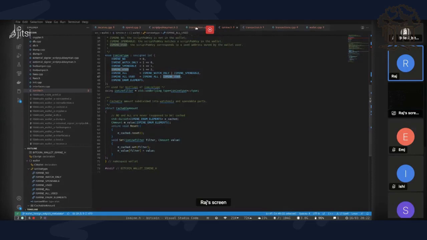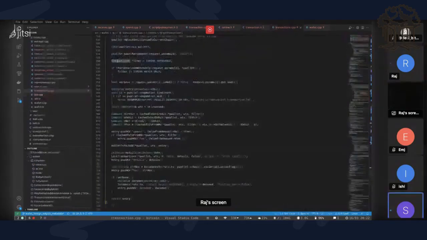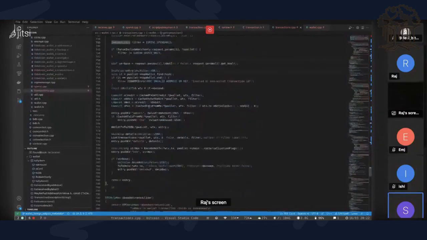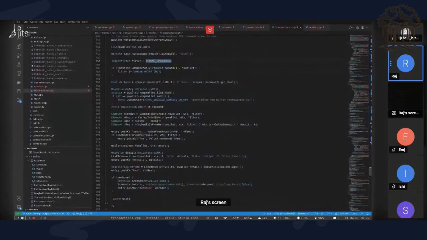One thing is, we already have the filter, like what you talked about. Yeah, so it's getting set here. So it's getting set for is mine spendable, and if the watch only flag is set for that wallet, then is mine watch only is also set, and this end credit depends on this filter.